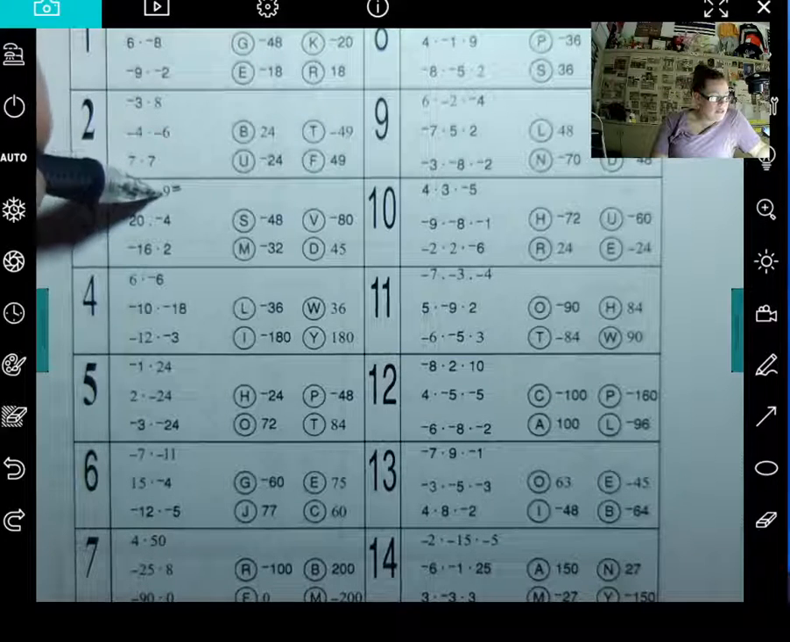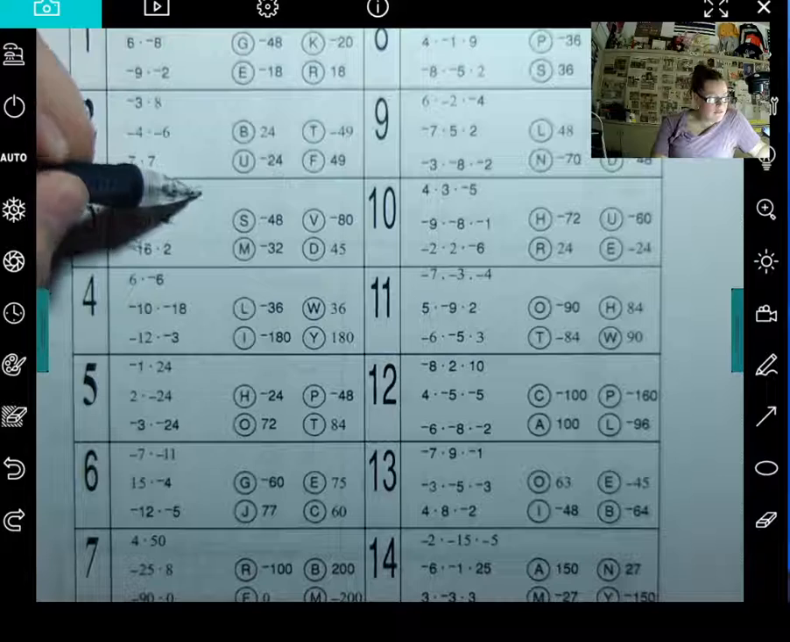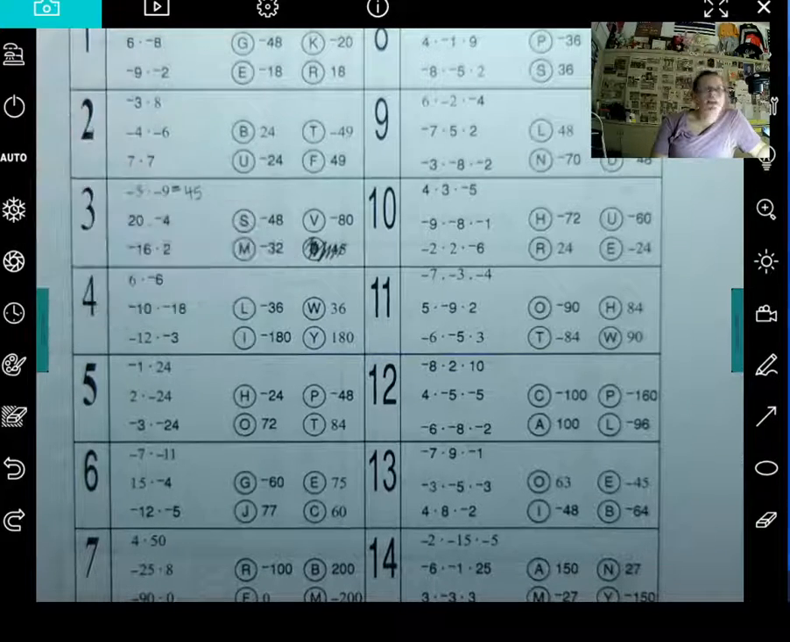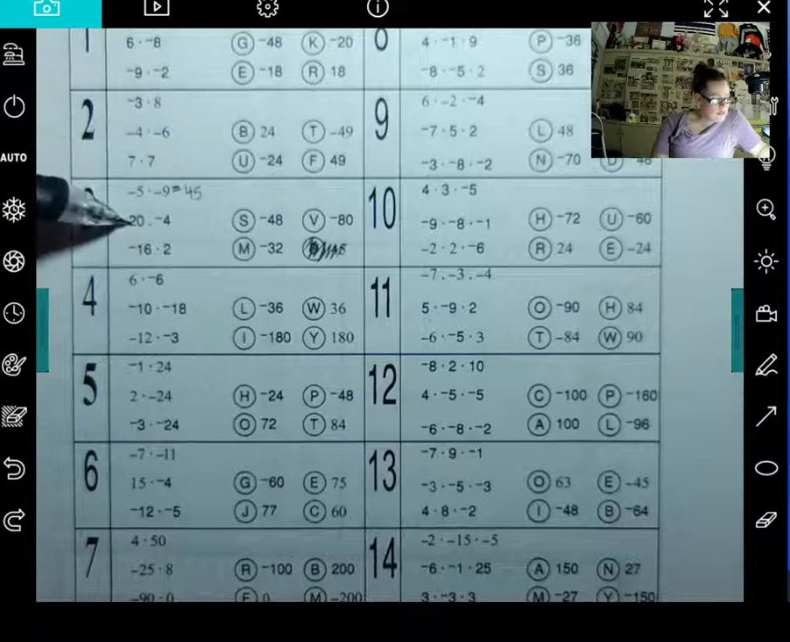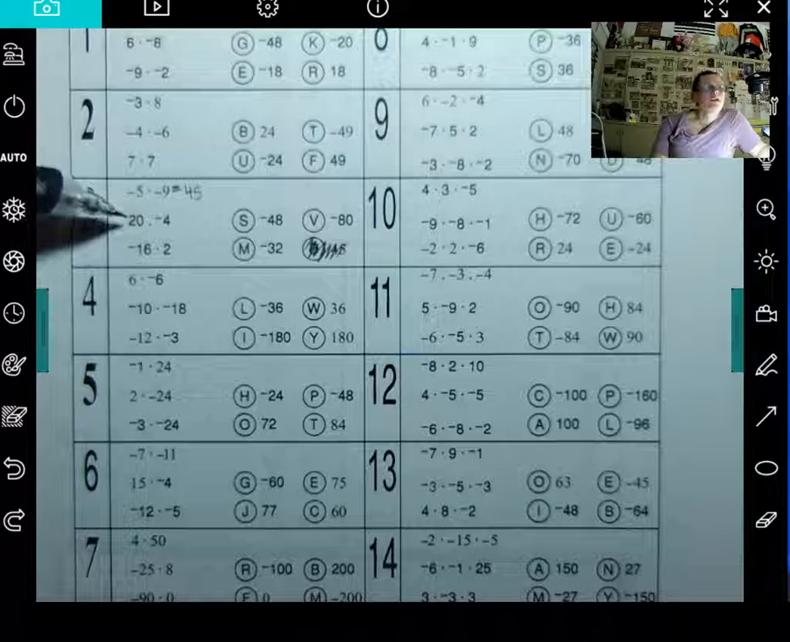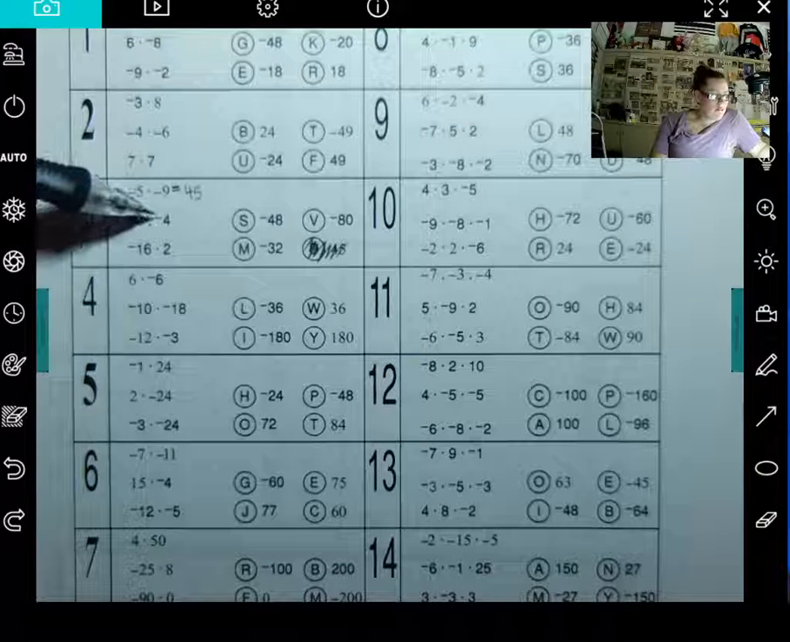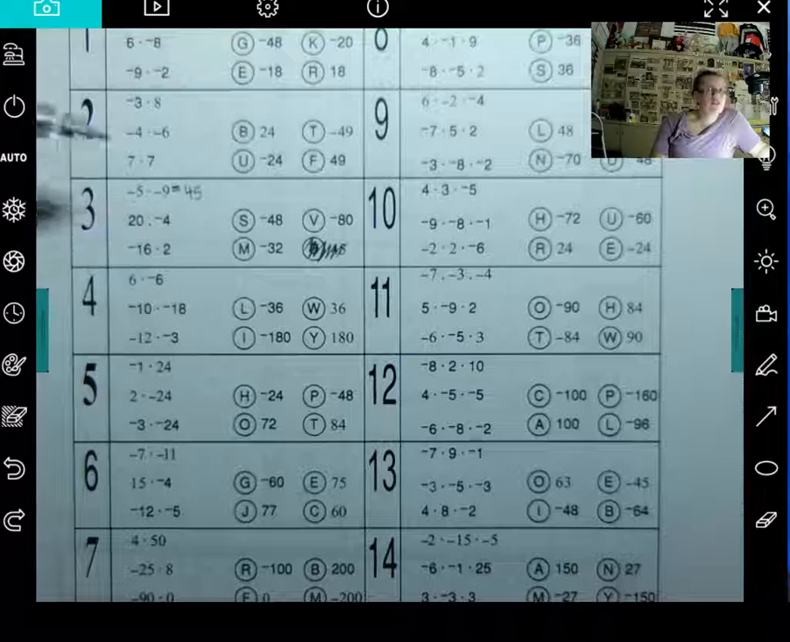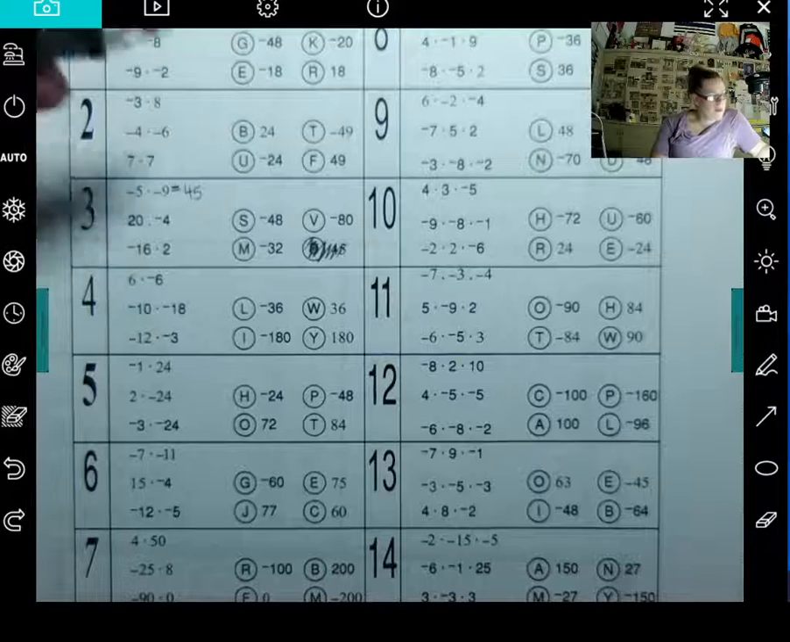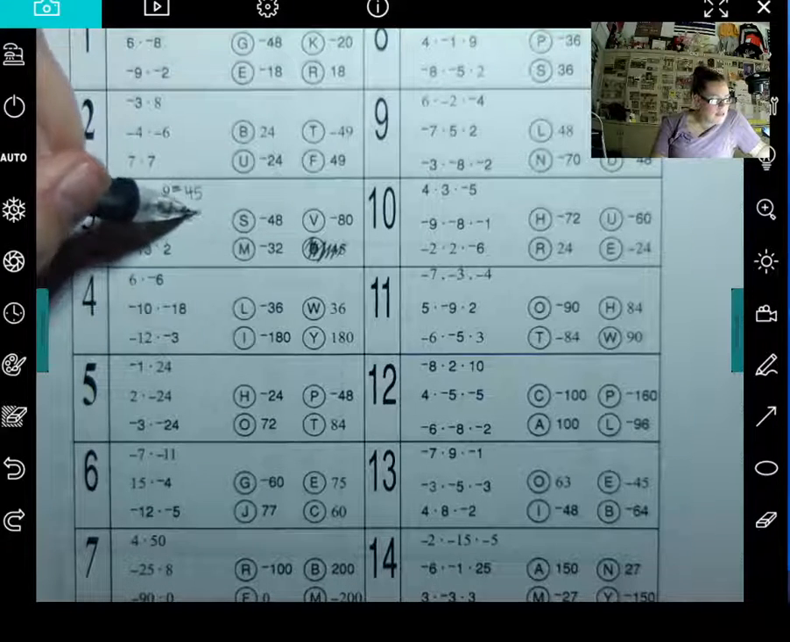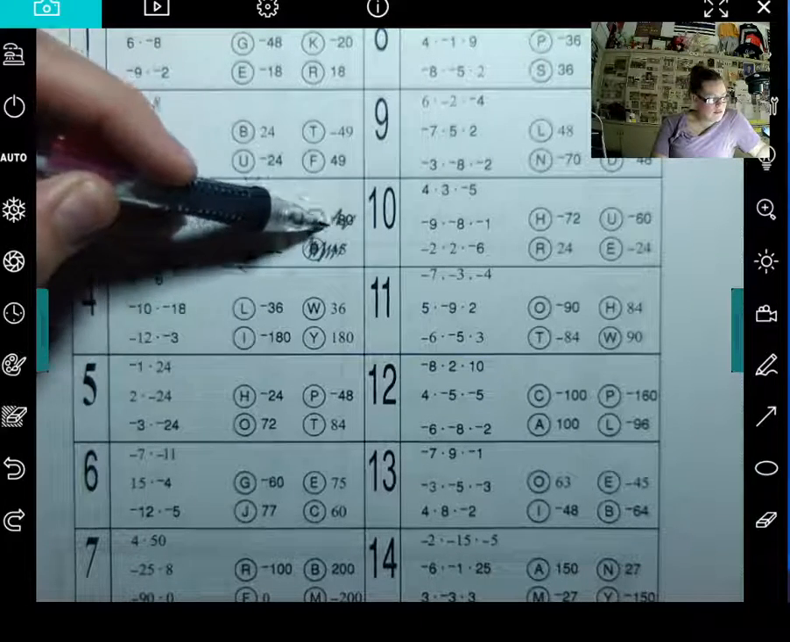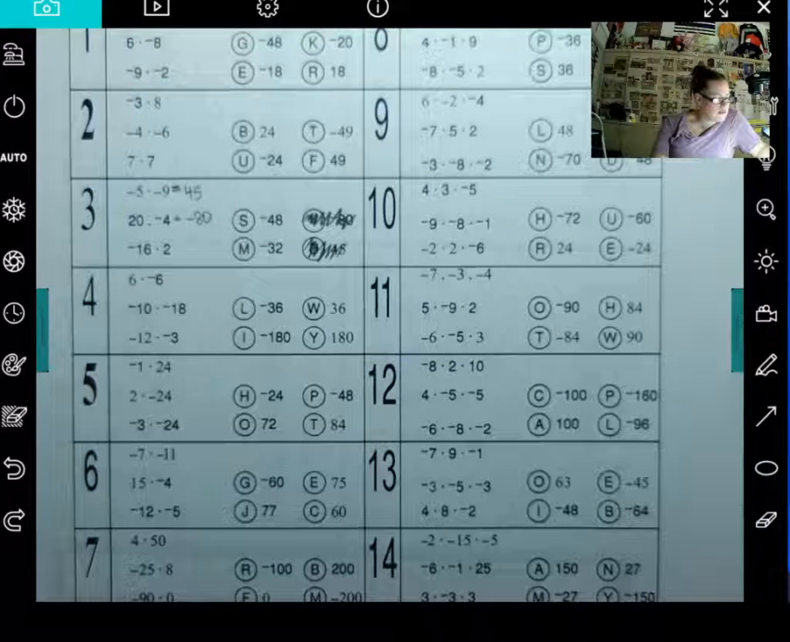So -5 times -9 is positive 45. So then we would cross this one out. It says we're not going to use that letter. Now we have 20 times -4. So 20 times -4, you could think of, for now, just kind of forget about the negative, but you have 20 cents. So you have 4 groups of 20 cents. So you'd have 80 cents. But one of them's negative, so we have a -80. So we'd cross the -80 off. That V is gone. Thank goodness. What words are spelt with V's?